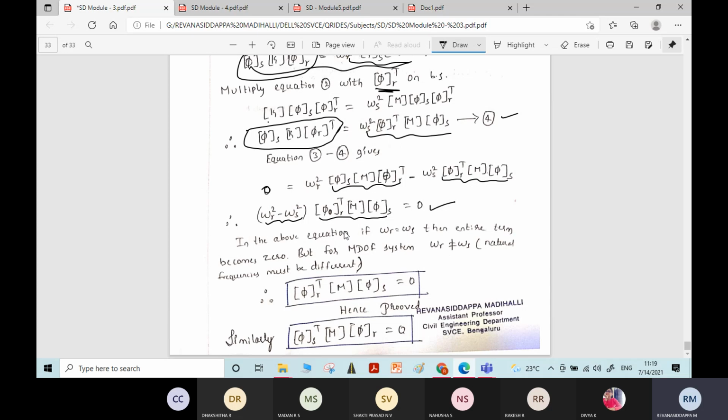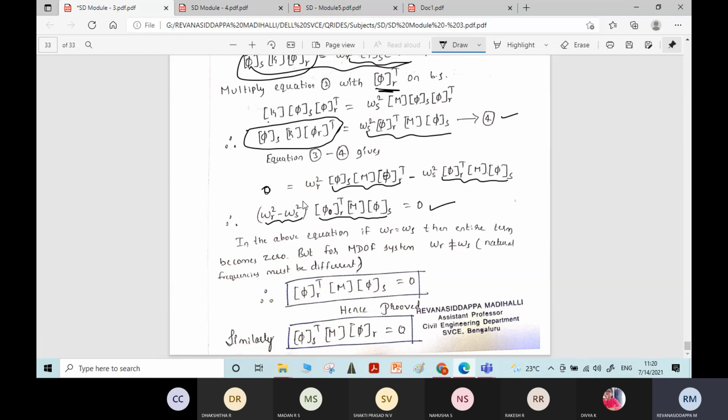Understanding? If you take any natural frequency of a multi-story building, those natural frequencies in no condition will be the same value. You will get a different value for omega 1, and a different value for omega 2.